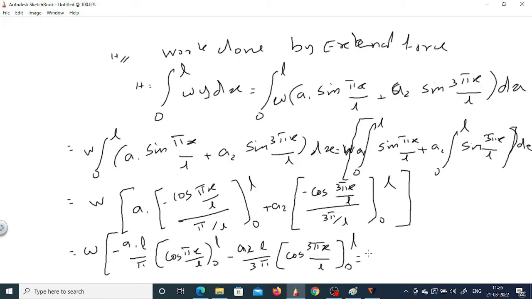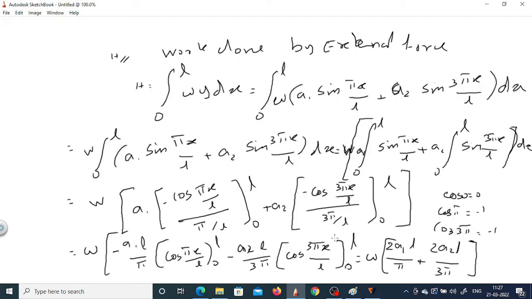So this can be written as W into, if I substitute the upper and lower limits, I get 2A1 L divided by pi plus 2A2 L divided by 3 pi. Likewise, I got the answer, because cos 0 is equal to 1, cos pi is equal to minus 1. Here cos 3 pi is equal to minus 1. If I substitute the corresponding values of x, I get this equation: 2A1 L by pi plus 2A2 L by 3 pi.